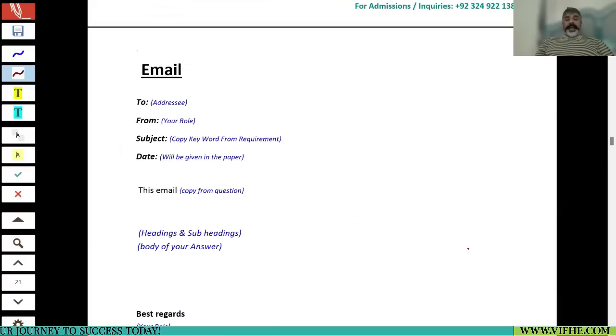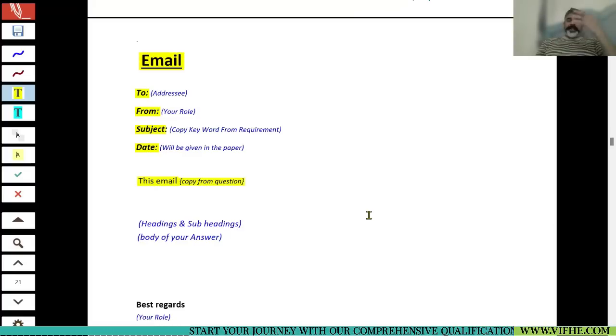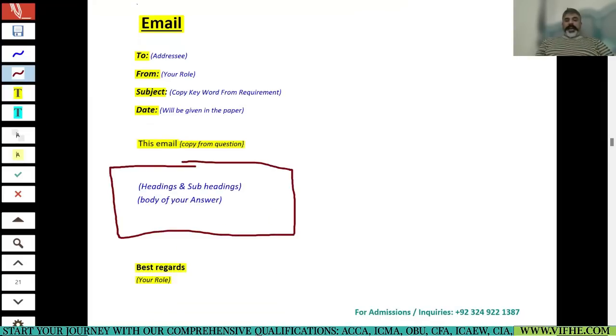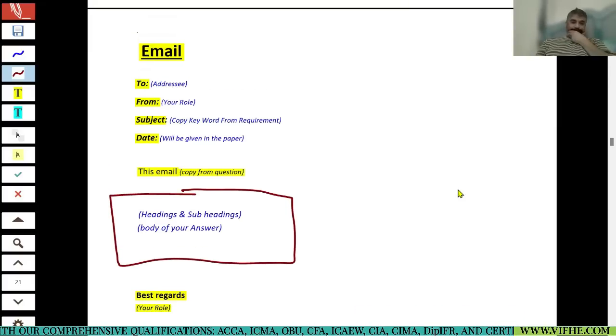Then sometimes the examiner may ask you to draft an email. No problem. If you are drafting an email, we will give the top heading email to, from, subject, date, introduction, that this email evaluates the proposal, the closure, and then between this, you will sandwich your actual answer from the exhibit. Okay.